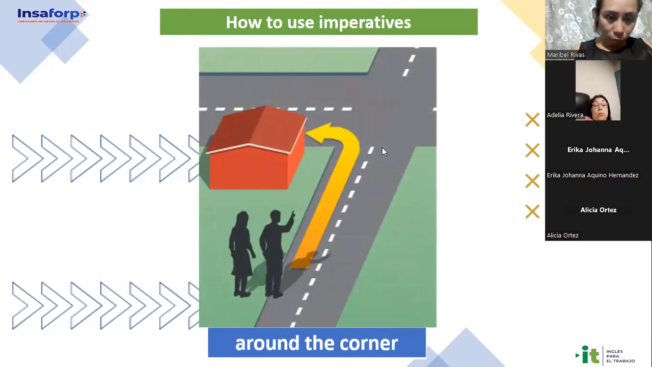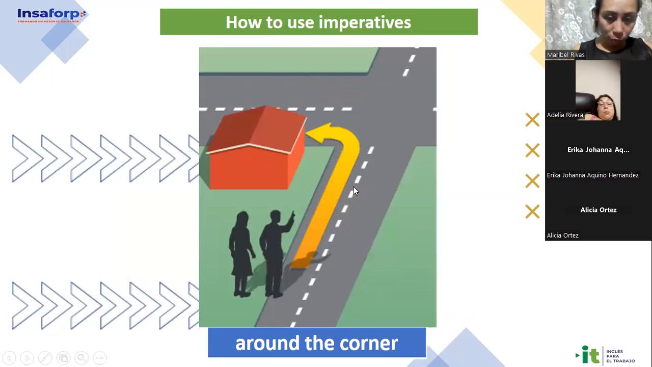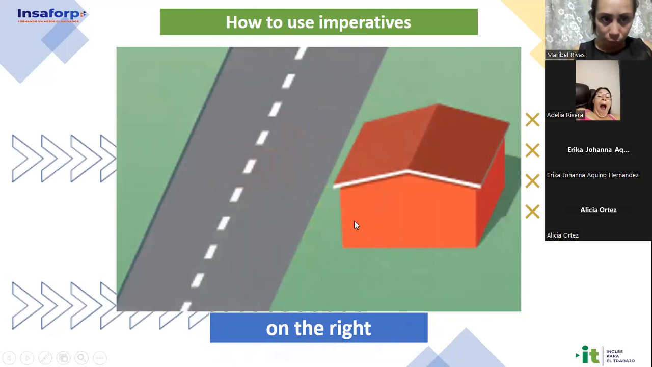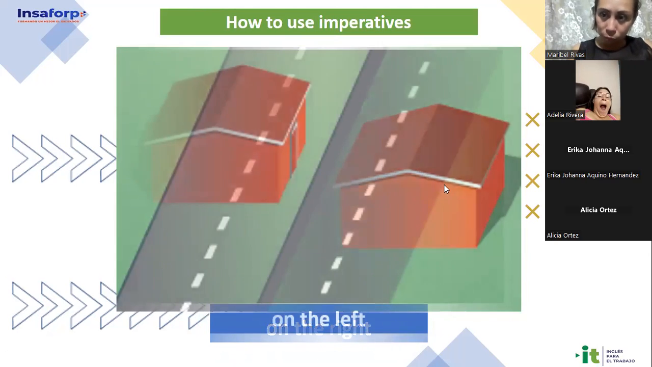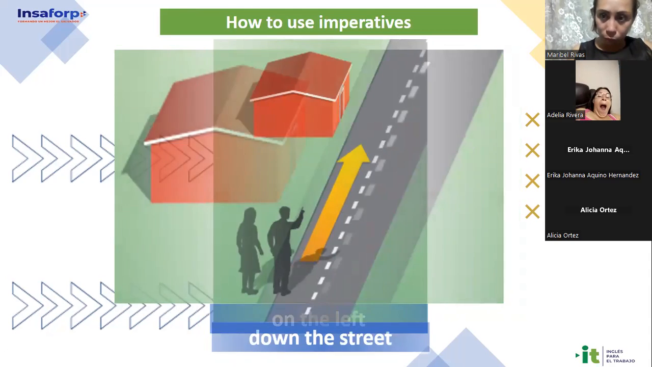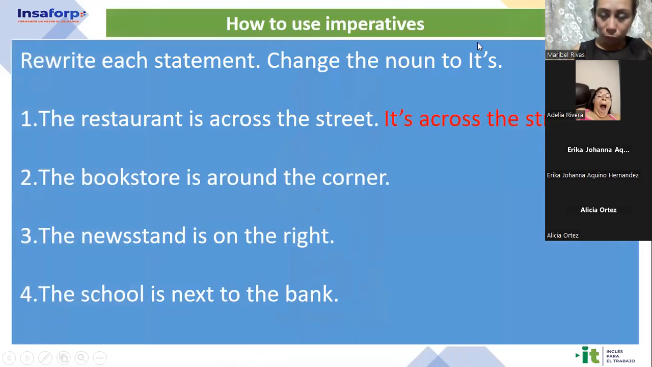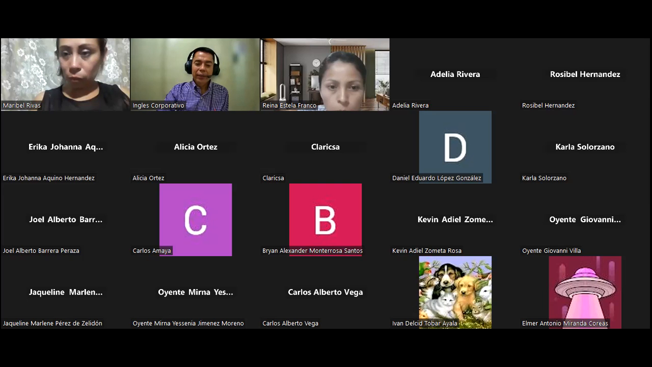Yes. Around the corner, look, around the corner, al doblar la esquina. Yes, al doblar la esquina. Around the corner. On the right. On the right. On the left. Right, left. Down the street. Okay, only that, right? Now let's look at the manual again.